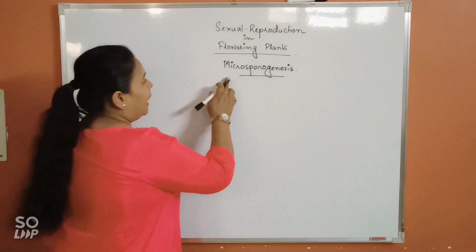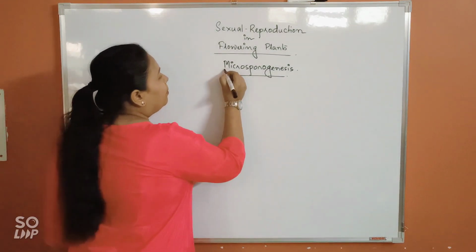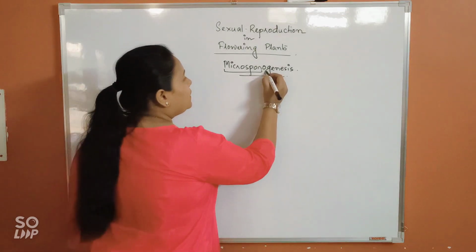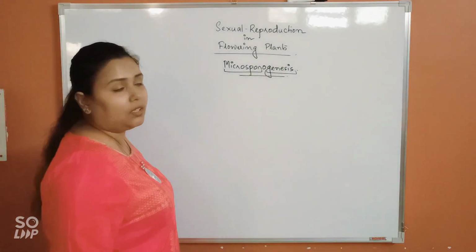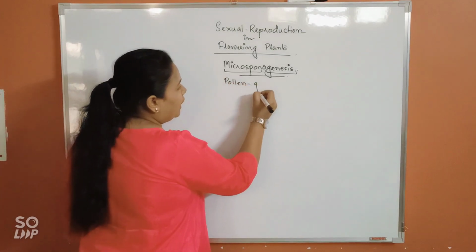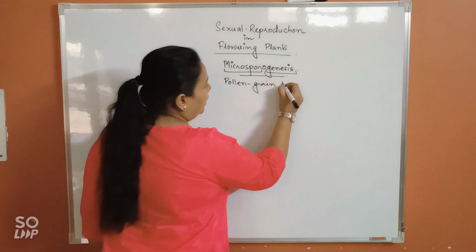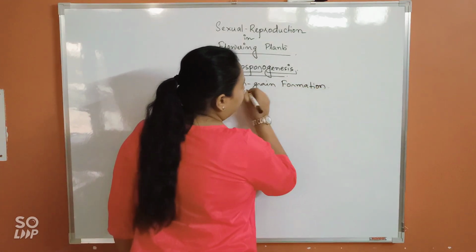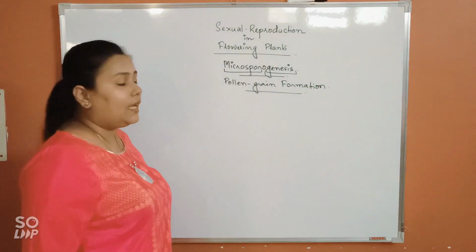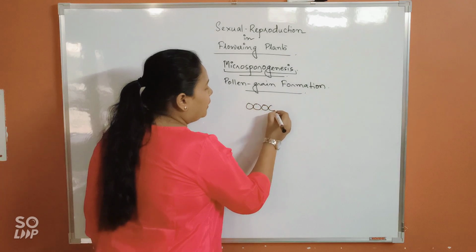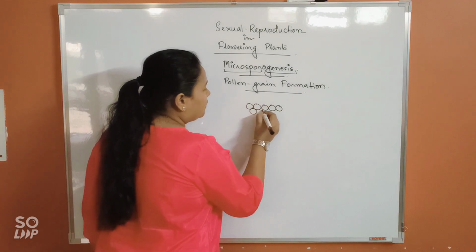Alright, so let's start. See, microsporogenesis. Microspore means pollen grain and genesis means formation. So microsporogenesis means pollen grain formation. See, at first, suppose these are the primary sporogenous cells.